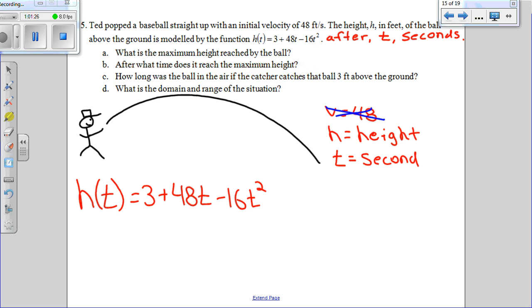What is the maximum height the ball reached? Maximum means find your vertex. Anytime you read the words maximum or minimum, you're looking for a vertex. And if you look at our crappy picture we drew, that makes sense that I'm looking for this thing right here, my vertex. And they wanted the maximum height, so you're looking for your y value, because height is my y, time is my x.